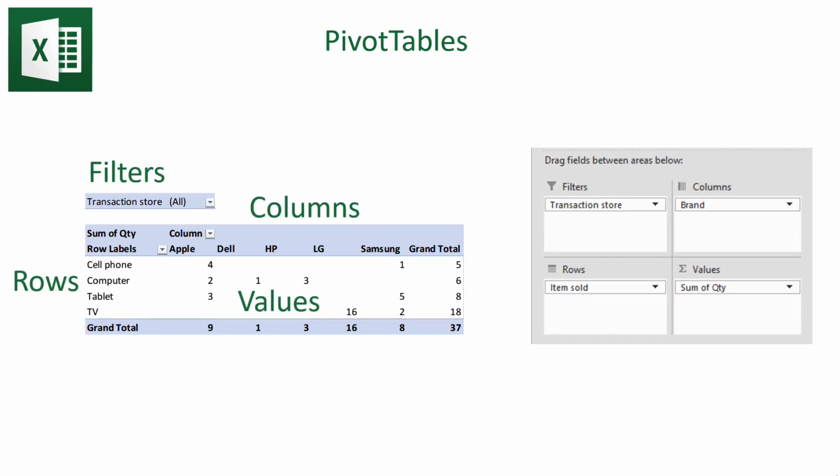The bottom portion shows the four areas or sections of the pivot table: filters, columns, rows, and values. This is where we decide the pivot table layout. In our example, transaction store is in the filter area, brand in the columns, item sold in the rows, and the quantities in the values.